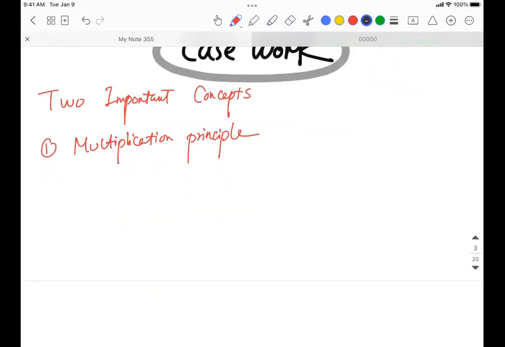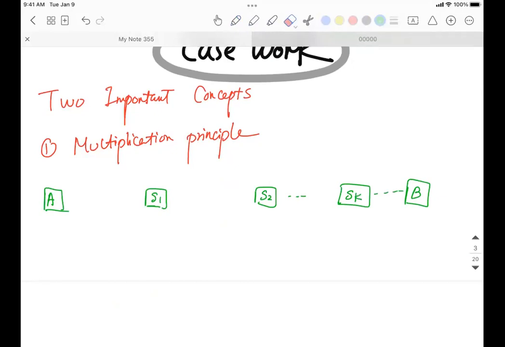So what is a multiplication principle? A multiplication principle basically means in order to finish something, let's say from A to B, you have multiple steps. Step number 1, step number 2, up to step number K. Let's say this is K minus 1, and this is K. K is actually your B, right? In order to finish something, you have several steps.